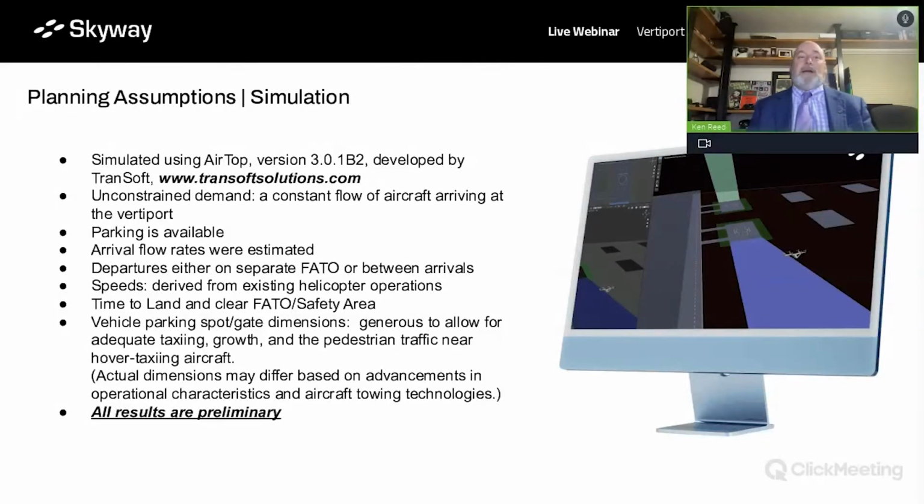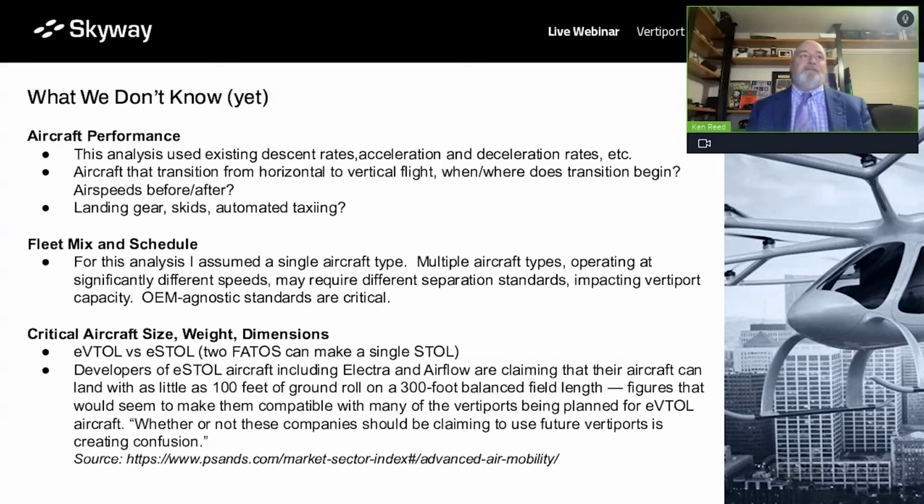Finally, the vehicle parking spot, or the gate, what we would call a gate at a regular airport, are generous in my simulation to allow for adequate taxiing, growth, pedestrian traffic near hover taxiing aircraft, etc. Actual dimensions may differ based on advancements in operational characteristics, aircraft performance, and aircraft towing technologies. And again, all results are preliminary, but we'll discuss the assumptions and how we came to those results.